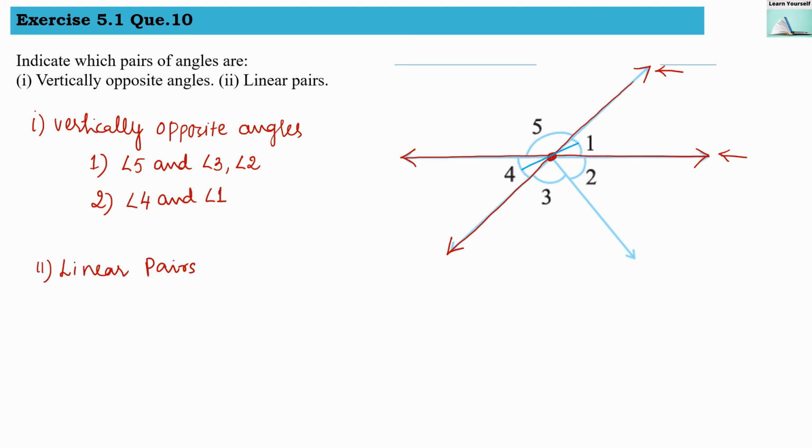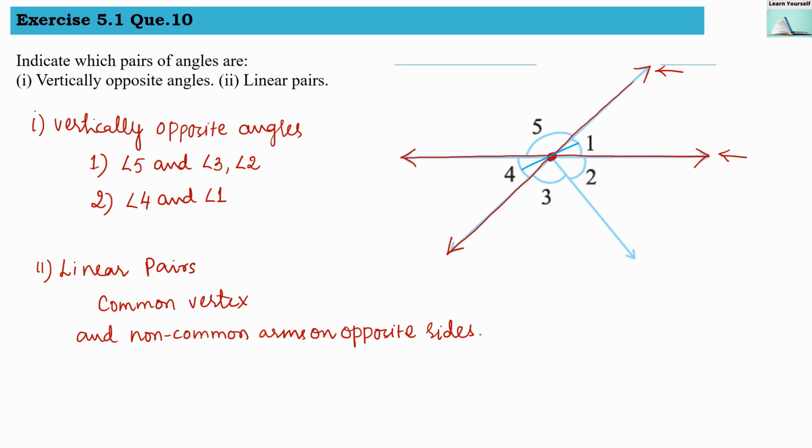Now second, linear pairs. For linear pairs, the condition is they should have a common vertex and non-common arms on opposite sides. So let us see whether these two conditions are fulfilled here or not. First, angle 4 and angle 5 are making a linear pair here. As you can see, they have a common vertex and they have non-common arms. So this arm and this arm are non-common arms, and they both are on opposite sides. So angle 4 and angle 5 are making the first linear pair.